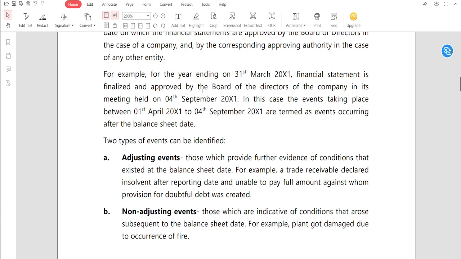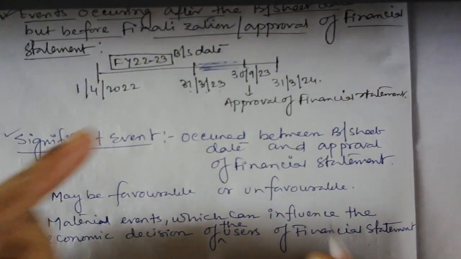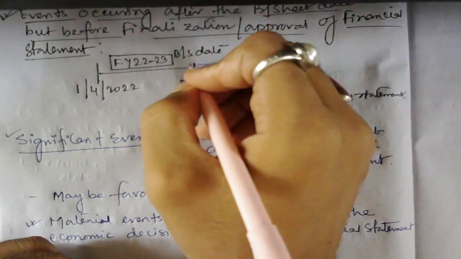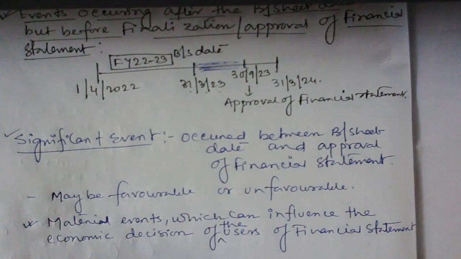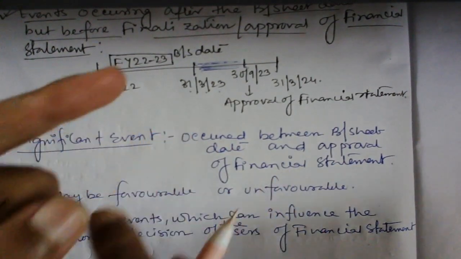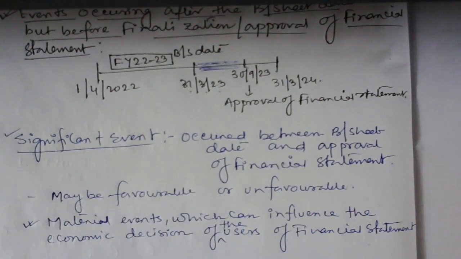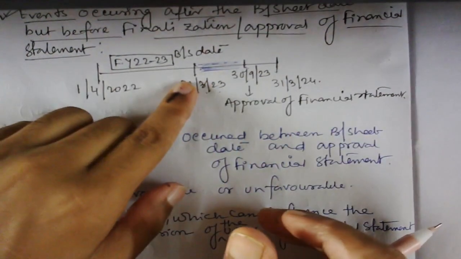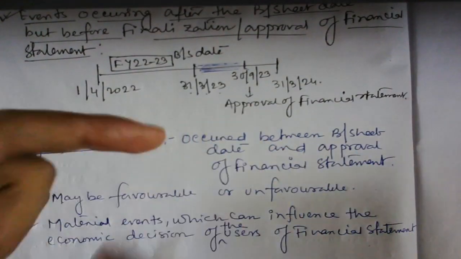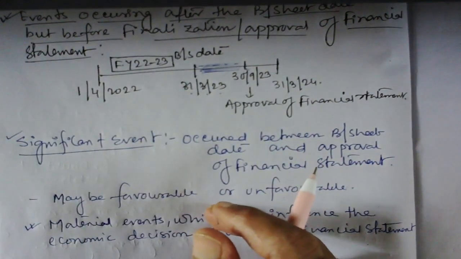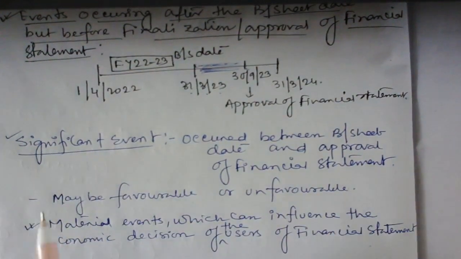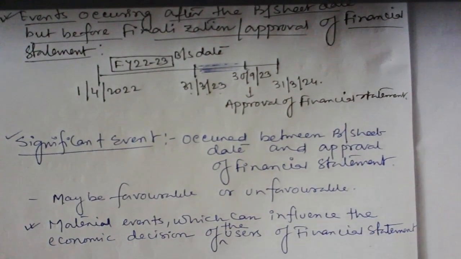Adjusting events are those which provide further evidence of conditions that existed at the balance sheet date. It means the condition was already existing on 31st March. Adjusting events are those where the condition for the occurrence of the event is already existing on the balance sheet date. The event has not actually happened, but the condition was actually existing on the balance sheet date. That is called an adjusting event.